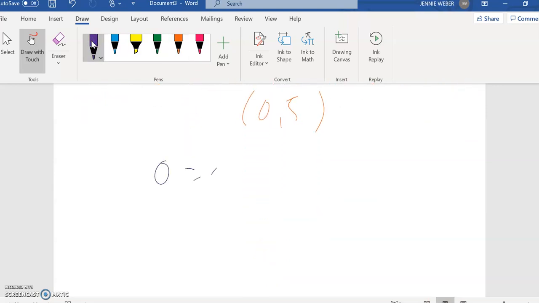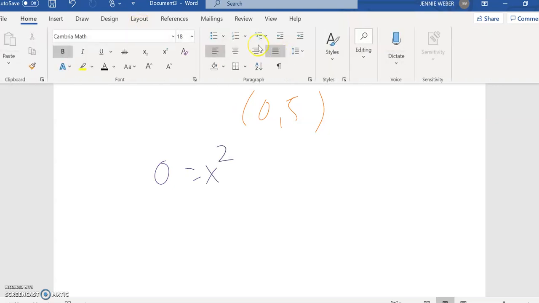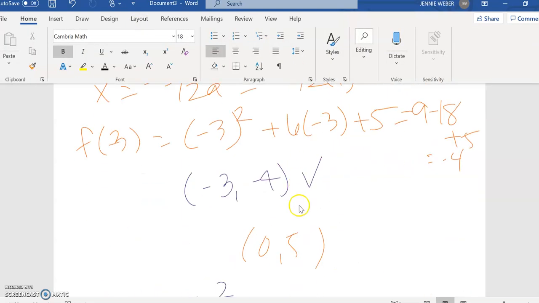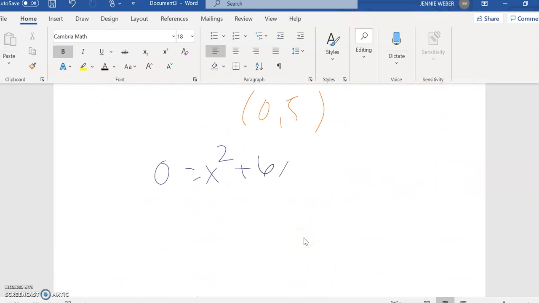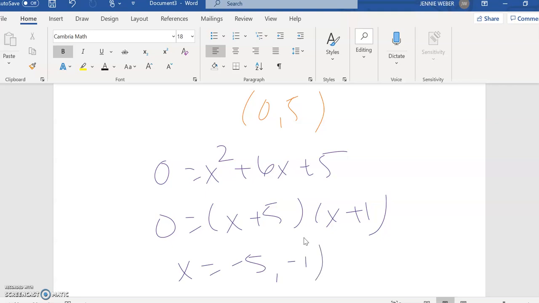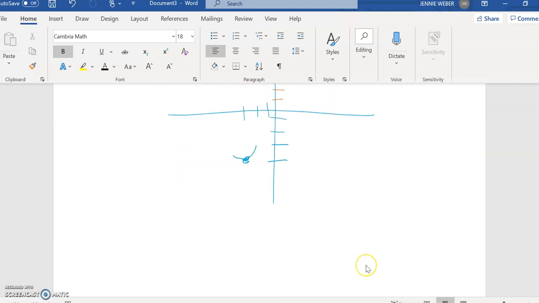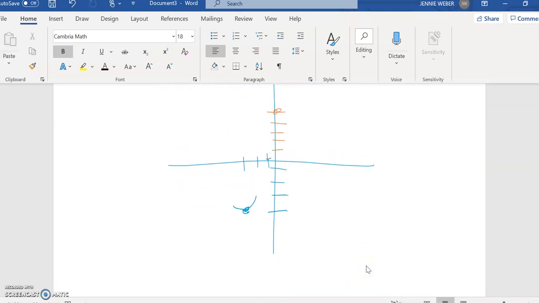Now I want to find my x-intercepts. So I'm going to do 0 equals x squared plus 6x plus 5. This is easily factorable: x plus 5, x plus 1. So then x equals negative 5, negative 1. So then I come back up here, negative 1, and let's see here, 3, 4, 5. So there is my graph.